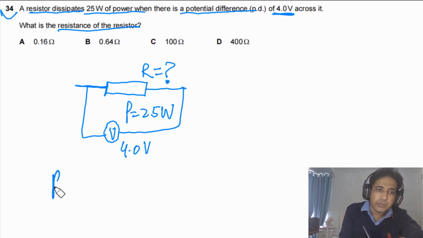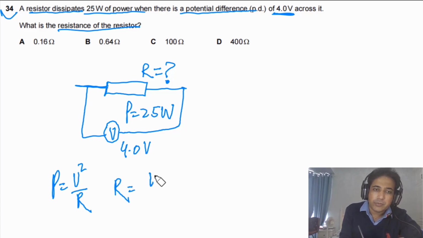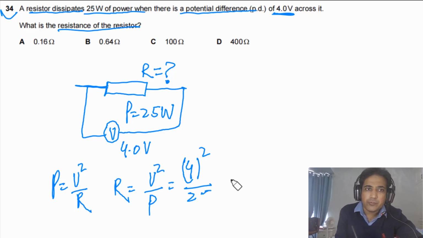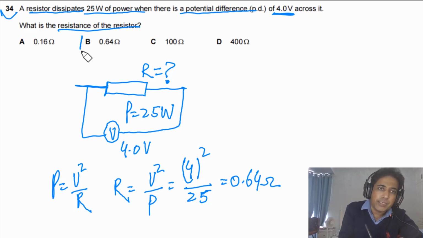So simply we need to understand P is equal to V squared divided by R. So from here we can say R will be equal to V squared divided by P. V is equal to 4.0, so this is 4 squared divided by 25. If we solve this one, we will get 0.64 ohms. So the answer for this question is B.